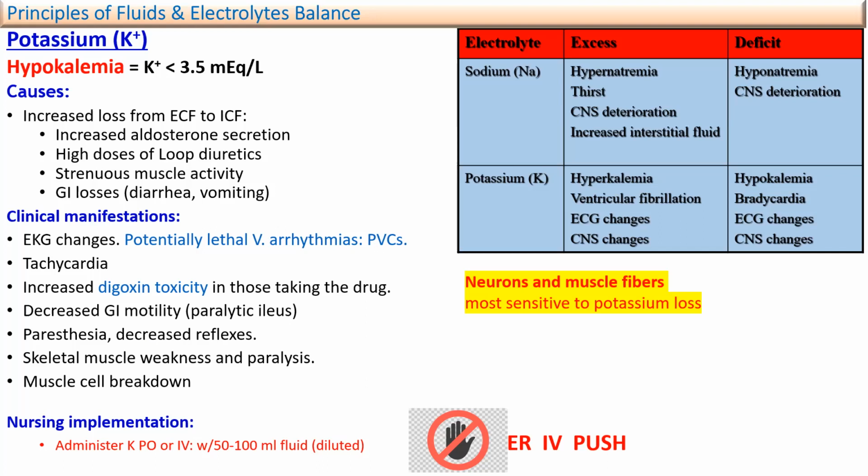Decreased GI motility, which is paralytic ileus, due to the decreased peristalsis. Paresthesia, tingling sensation, decreased reflexes, the neurologic effect. Skeletal muscle weakness and paralysis due to the decreased potassium level. Because one of the functions of potassium is the transmission and conduction of nerve impulses, and also the maintenance of the normal cardiac rhythm and skeletal muscle contraction.